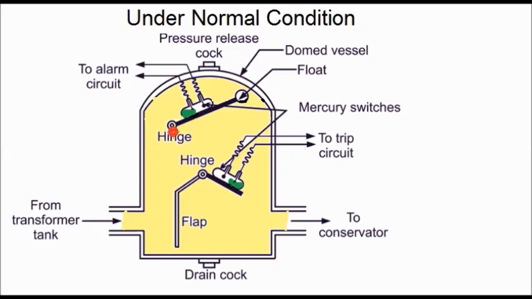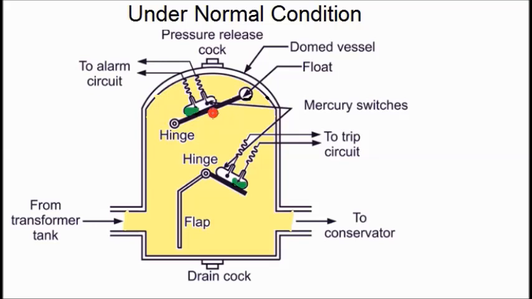And another float is connected from the hinge point in the upper portion of the Buchholz relay. In the float, we have another mercury switch which is fixed in the upper portion of the float. So again, we have 2 points. These 2 points are connected by means of cable towards the CRP panel. If these 2 points are shorted by means of the mercury, then an alarm signal will be given in the CRP panel as a Buchholz alarm.